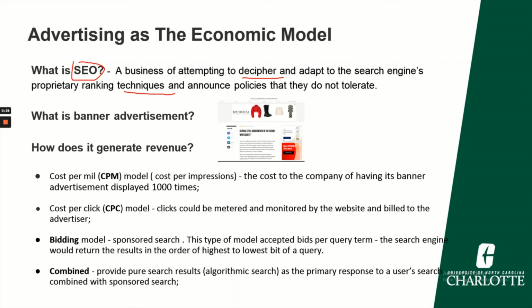So what is a banner advertisement? Talking about the advertisement model, usually those banners are a source of revenue generation, and how it works is usually the customer is charged per click or per impression. So CPM is cost per impression, CPC is cost per click. Also there is a bidding model. This type of model accepts bids per query term. The search engine then returns the results in the order of the highest to the lowest bid for a query. And finally, it could also use the combined one, which provides pure search results based on the natural search, combined with paid search.